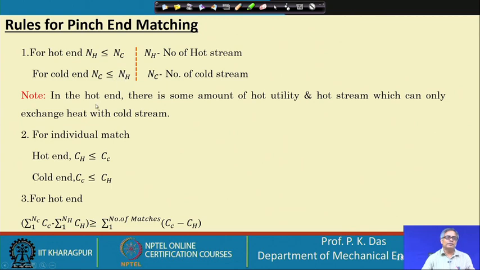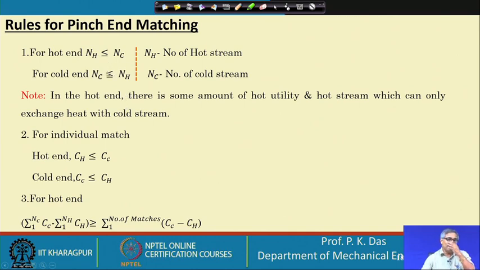In the hot end, there is some amount of hot utility, and hot streams can only exchange heat with cold streams. That is what I have told: at the hot end there is no cold utility, so a hot stream can exchange heat only with a cold stream. So, the number of cold streams should be more, or at least equal to, the number of hot streams.